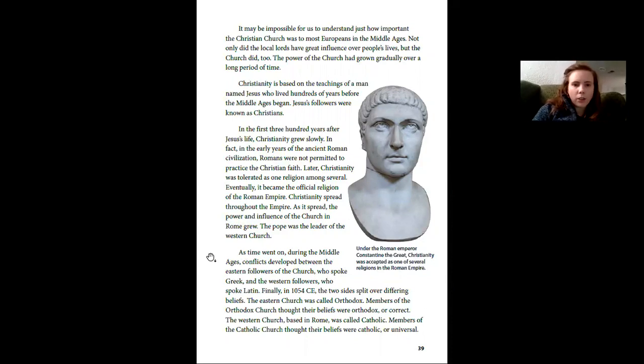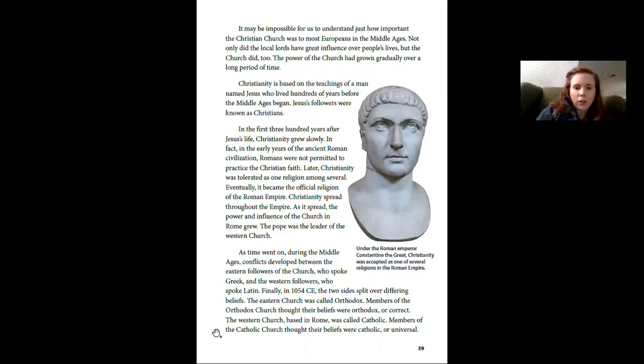As time went on during the Middle Ages, conflicts developed between the Eastern followers of the church who spoke Greek and the Western followers who spoke Latin. Finally, in 1054 CE, the two sides split over differing beliefs. The Eastern Church was called Orthodox. Members of the Orthodox Church thought their beliefs were orthodox, or correct.